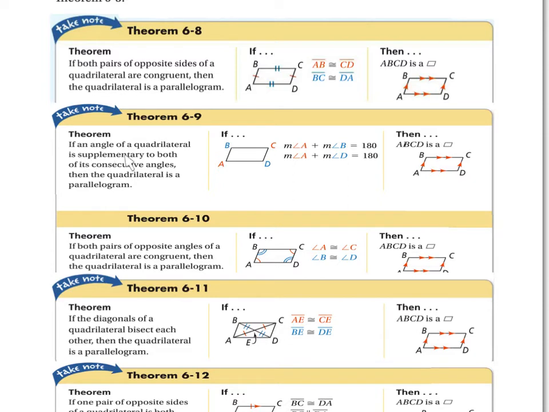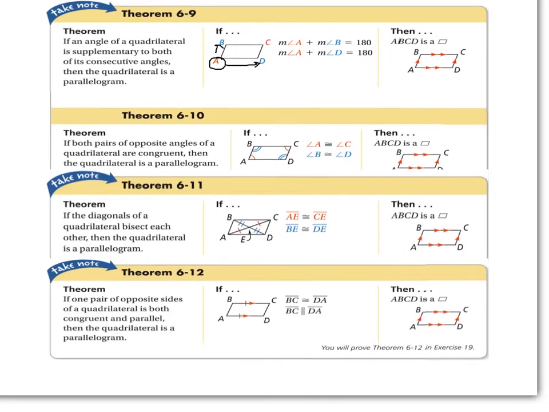Second, if an angle of a quadrilateral is supplementary to both of its consecutive angles, then the quadrilateral is a parallelogram. For example, angle A has to be supplementary to both D and B in order for it to be a parallelogram. If it's not, then it's just a quadrilateral. The third one: if both pairs of opposite angles are congruent, then the quadrilateral is a parallelogram. Both pairs of opposite angles have to be congruent.